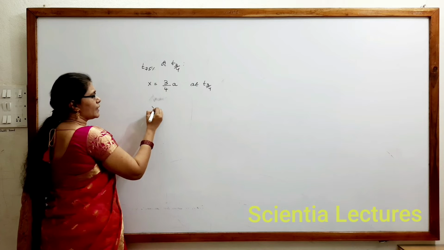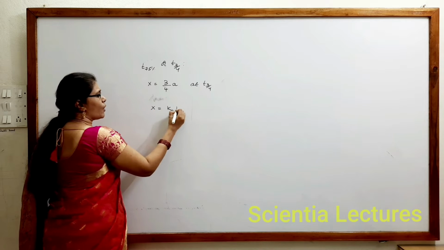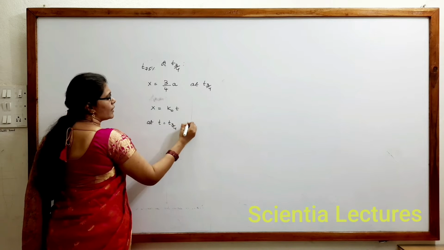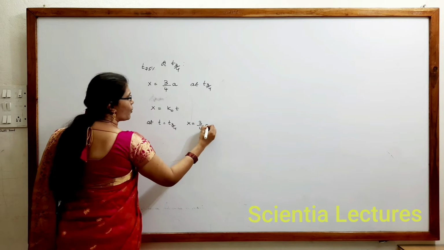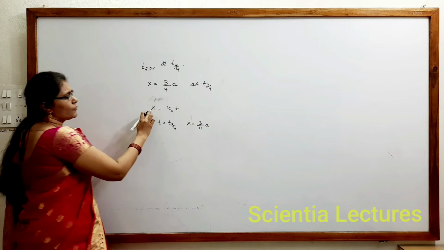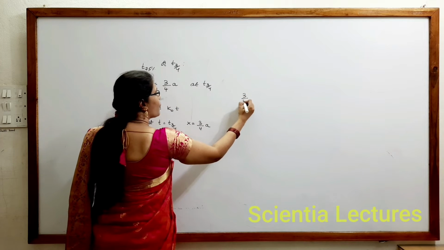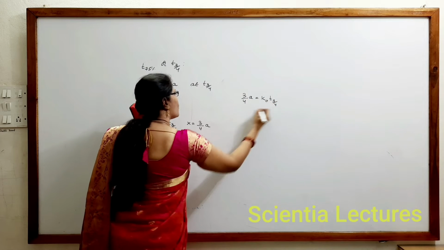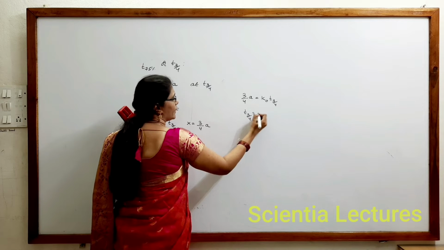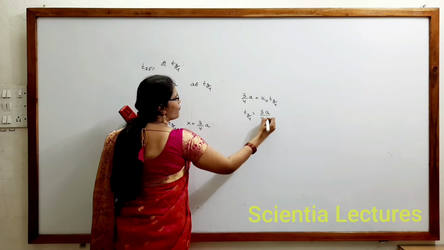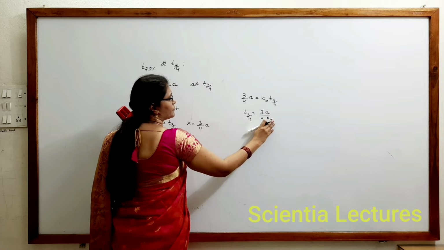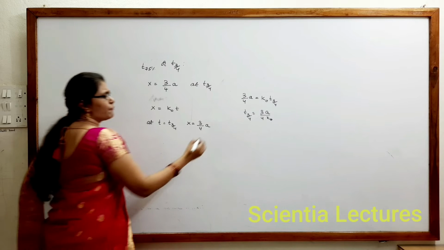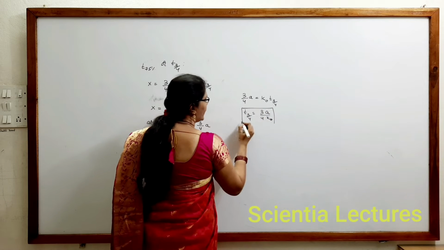Let us substitute this in the equation. X equal to K naught T at T equal to T 3 by 4. X equal to 3 by 4A. If you substitute that, what is that we will get in place of X? 3 by 4th of A must be equal to K naught into T 3 by 4. What is T 3 by 4 of a zero order reaction? 3A by 4 K naught. This is T 3 by 4 of zero order reaction.